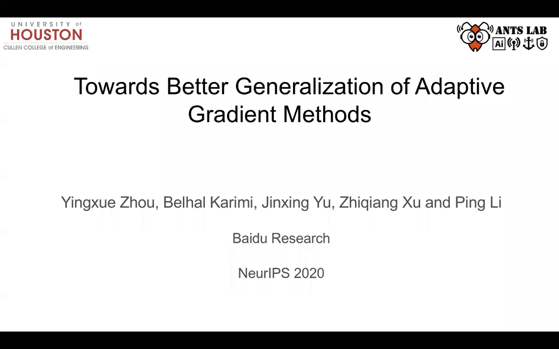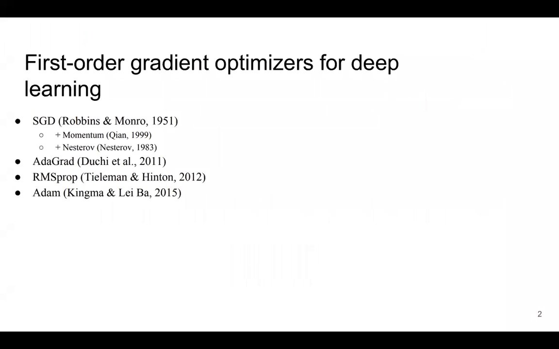Hello everyone. Today I'm going to present a paper called "Towards Better Generalization of Adaptive Gradient Method." I'll first introduce some first order gradient optimization for deep learning.